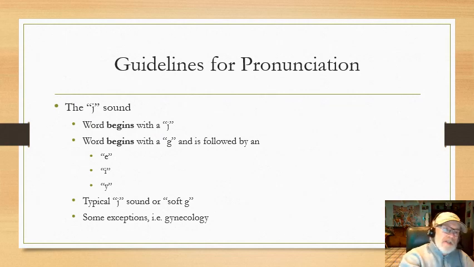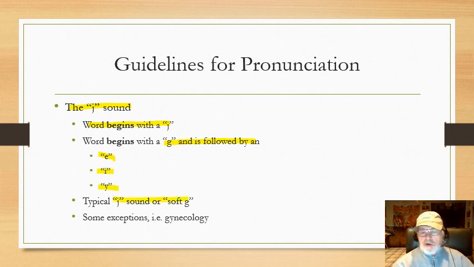The J sound. If the word begins with a J, or if the word begins with a G, and that G is followed by an E, I, or Y, it's a typical J, a soft G sound. So the J sound is basically a soft G sound. There are a couple exceptions to this rule. Now here's a word right here, which is a G followed by a Y, and that's not gynecology. That might be something, mixing drinks or something like that, but that's not the case. This is gynecology. So this is one of the exceptions, but it's more the exception to the rule as compared to the true rule.